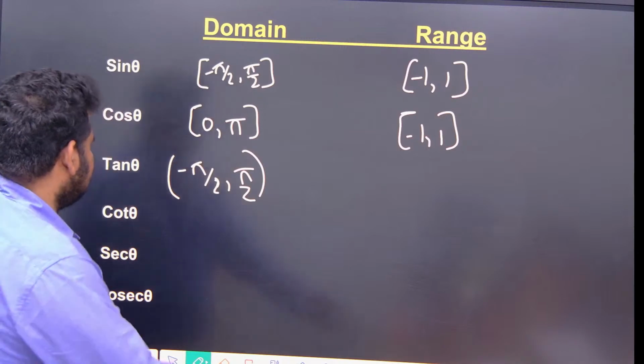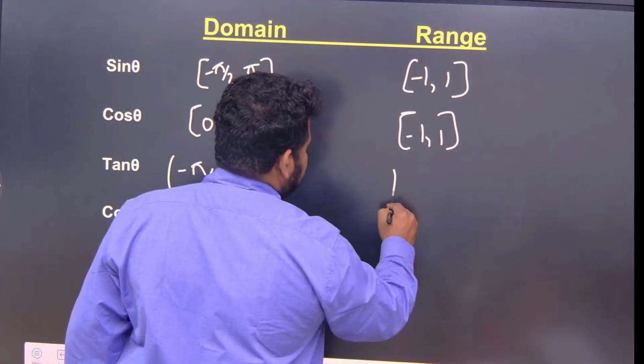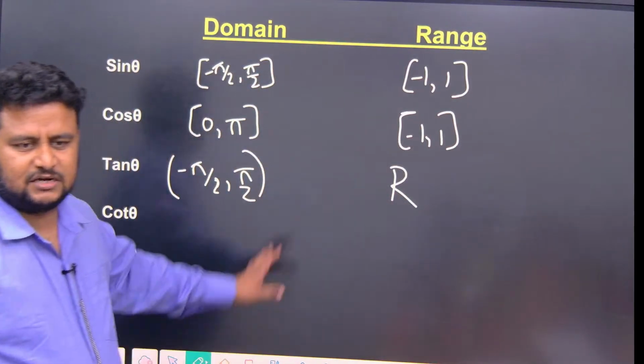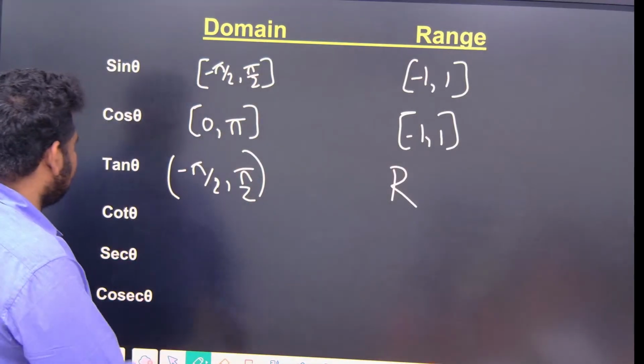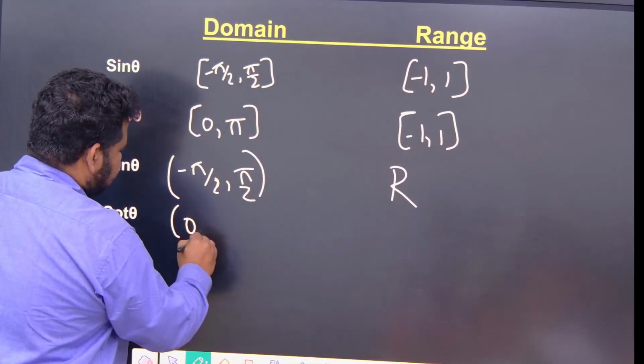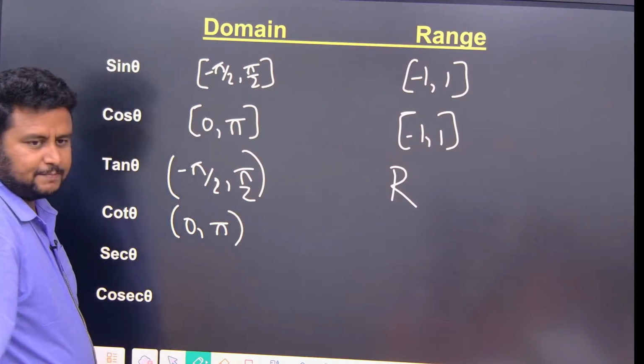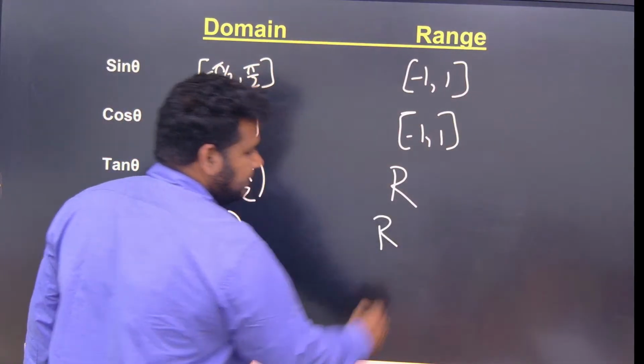Clear? Okay. Now what is the range for tan? Set of all real numbers. Set of all real numbers is for tan. For cot it is what? It is 0 comma pi only for the domain, and the range is also the set of all real numbers.